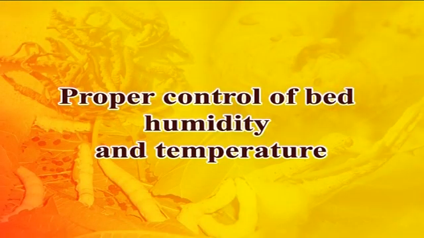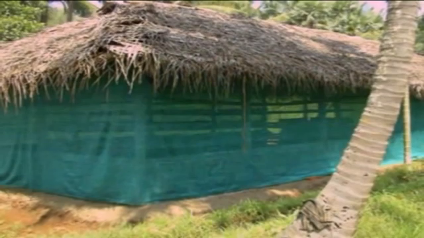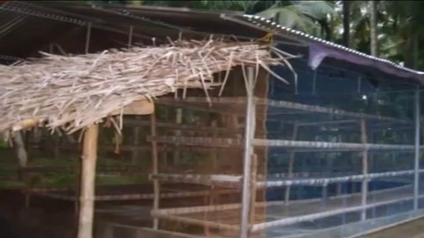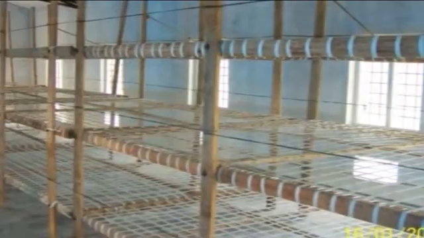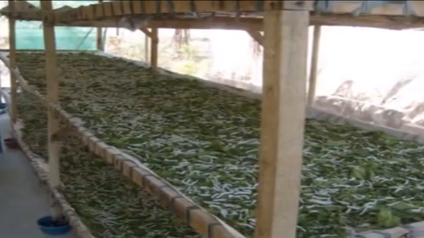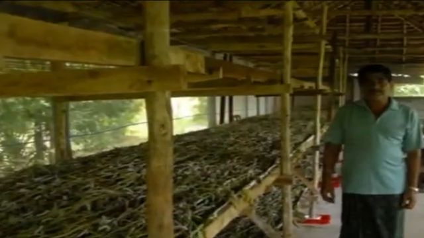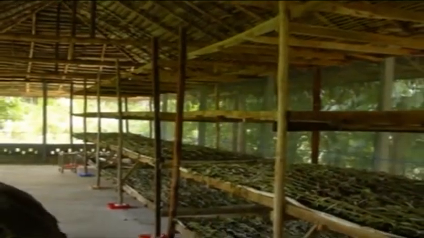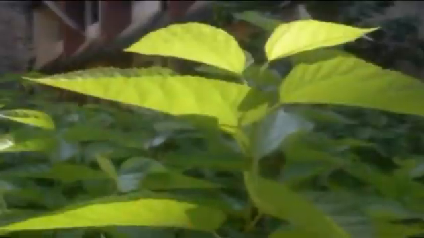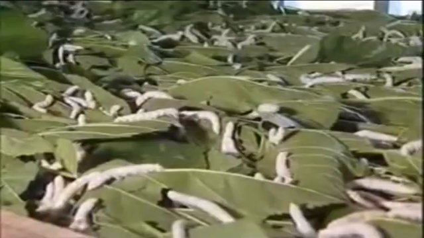Proper control of bed humidity and temperature. As it is known that the temperature and bed humidity play a crucial role in the manifestation of fungal diseases, it is very essential to manage them suitably to avoid fungal growth. High humidity and low temperature predispose to fungal infection from third instar onwards. Therefore, it is essential to maintain suitable temperature and humidity conditions to ward off the fungal infection.